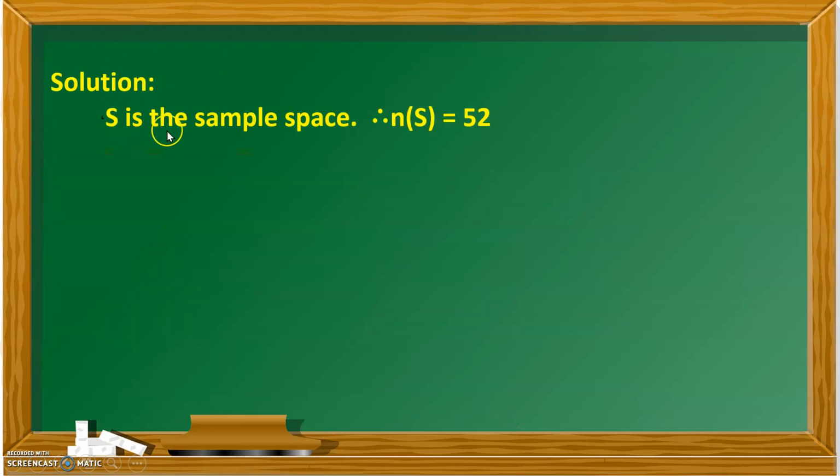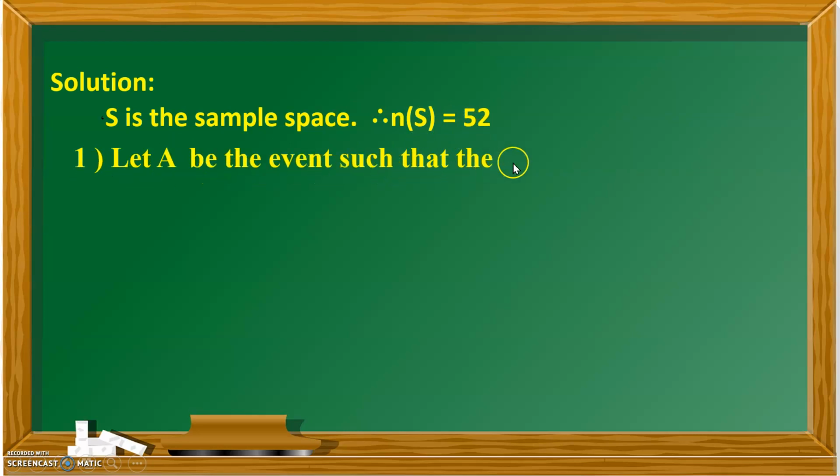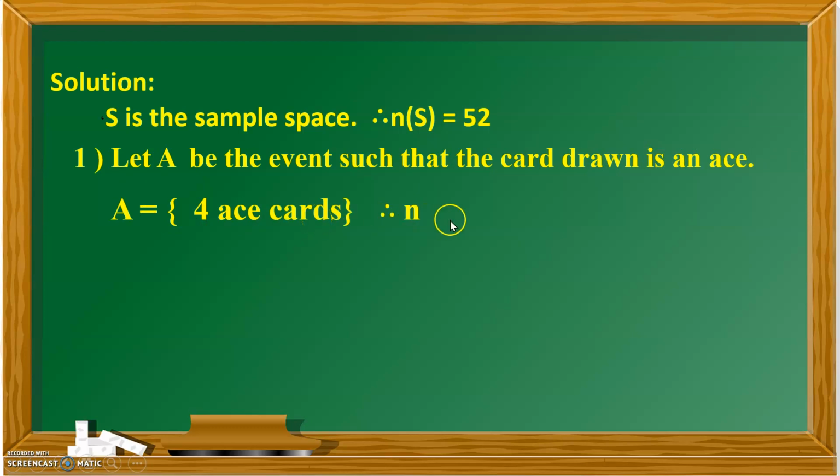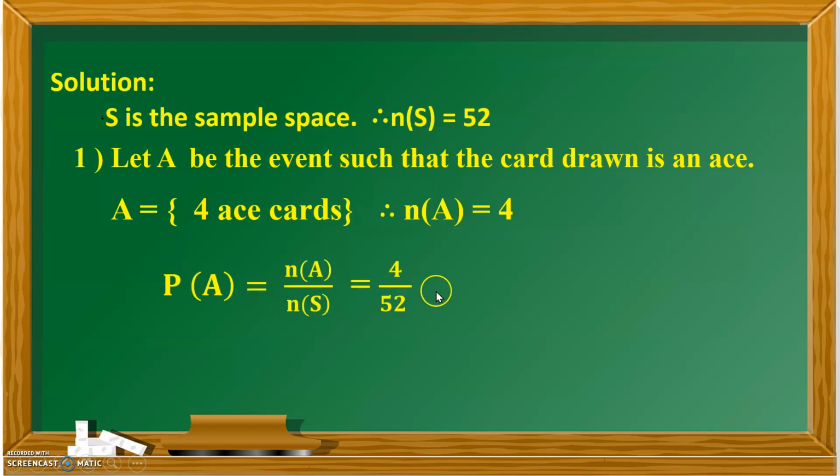Solution: S is the sample space and therefore n of S is 52. We know that S will contain 52 elements. First one, let A be the event such that the card drawn is an ace. So what will A contain? A will contain 4 ace cards. Therefore n of A will be equal to 4. Hence P of A will be n of A upon n of S, equal to 4 upon 52. When you reduce it, you will get 1 upon 13.